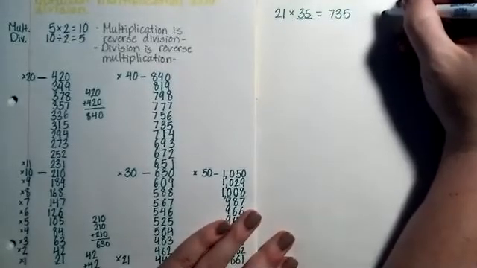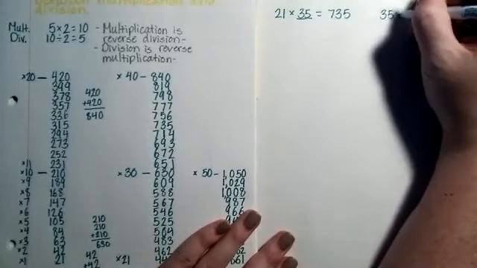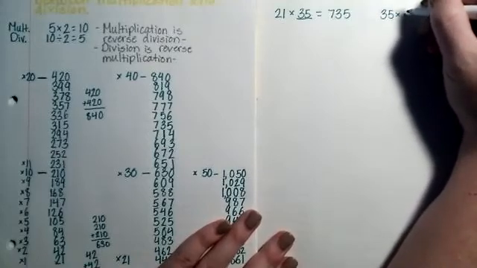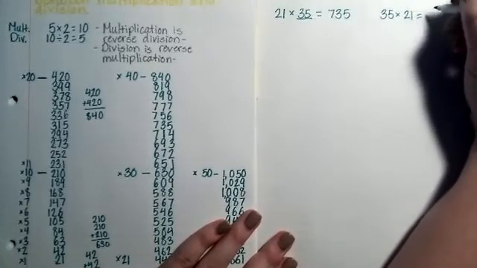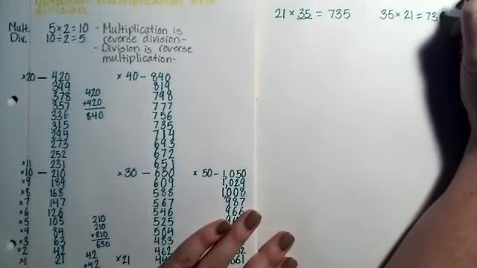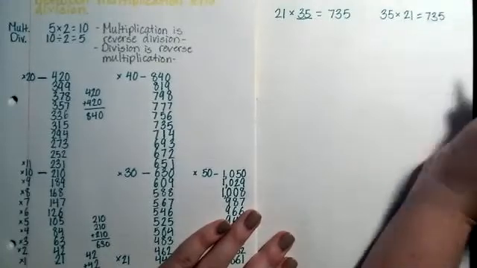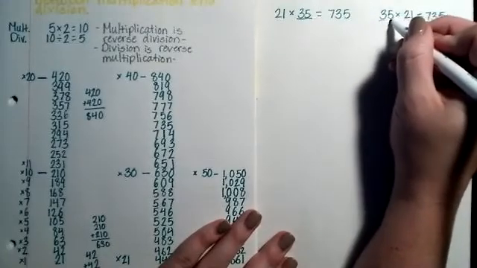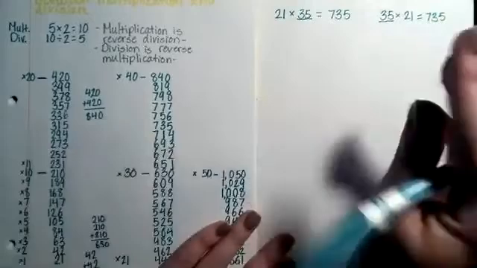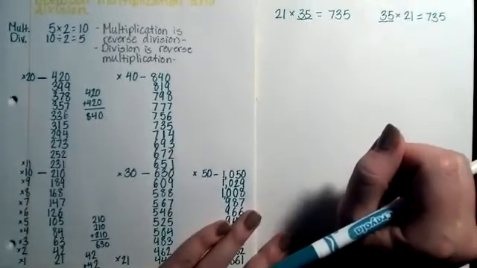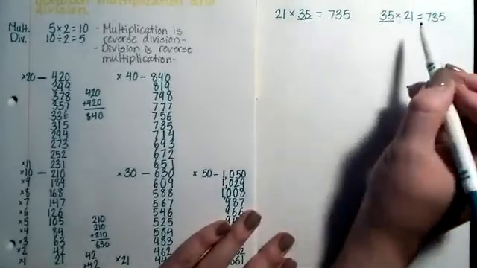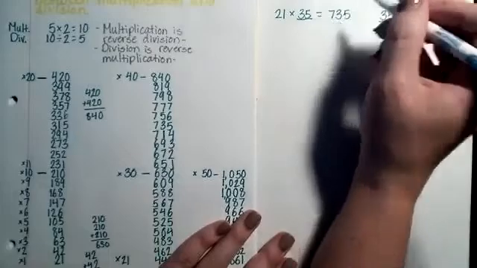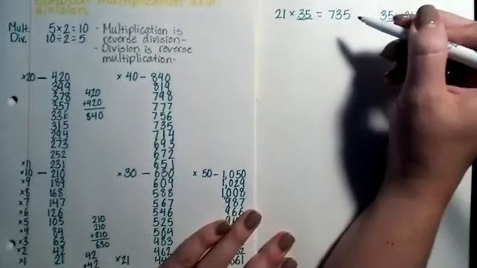One thing I can do is switch the two numbers that are being multiplied and still get the same product. 35 times 21 equals 735. It's the commutative property. Okay, you can switch those. They're still going to equal the same thing. And I can turn both of these into division problems because remember, division is just reverse multiplication.